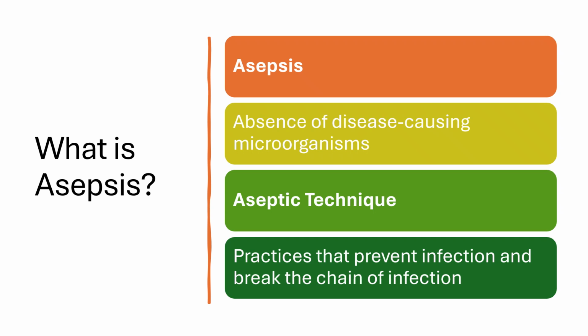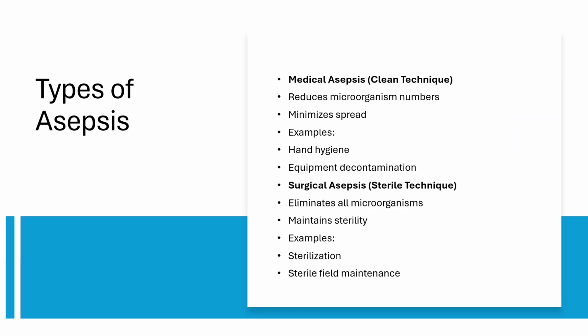Asepsis refers to the absence of disease causing microorganisms. Aseptic technique includes all procedures and practices designed to prevent contamination and interrupt the transmission of infectious organisms. There are two types of asepsis. Medical asepsis, also called clean technique, focuses on reducing the number of microorganisms and limiting their spread. Surgical asepsis, also known as sterile technique, aims to eliminate all microorganisms and maintain a sterile environment.